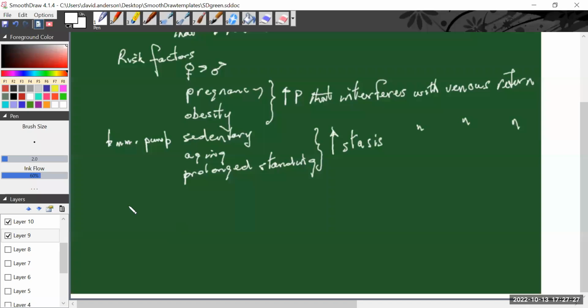What are we going to do to treat? Well, the first thing is look at our risk factors, and if there's anything in those risk factors that are modifiable, we want to address them. So we can modify our sedentary lifestyle, we can modify obesity. Pregnancy, in theory, is a temporary thing. We can affect our standing for prolonged periods of time. So those are all things that we would address.